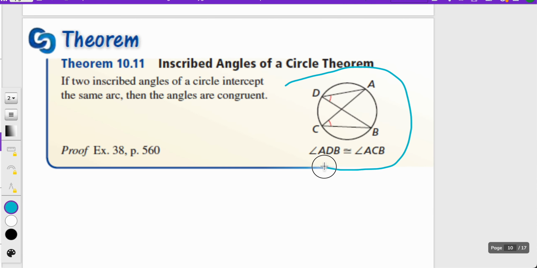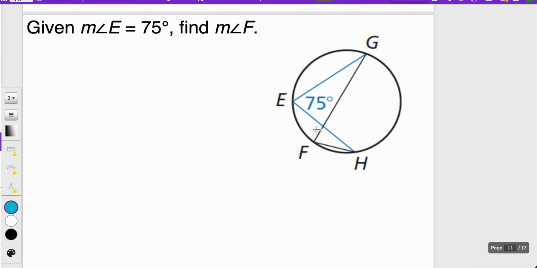Next up, if I know that the measure of angle E is 75 degrees, find the measurement of angle F. So here's 75 degrees. Notice that it's intercepting arc GH. The measurement of angle F is also intercepting arc GH.